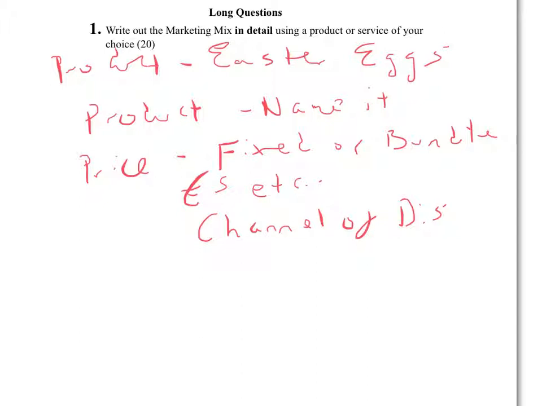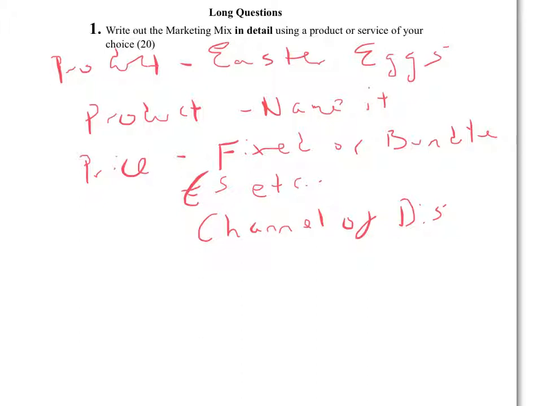You would say if it was a customized Easter egg with someone's name on it, it could be a fixed €20 price. It's going straight from the manufacturer to the consumer because it's customized, and this might also be a bit more expensive. So whichever way the particular product or service is suited towards that element of the marketing mix, that's how you have to word it.